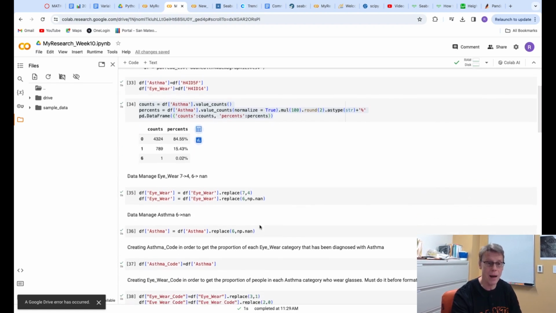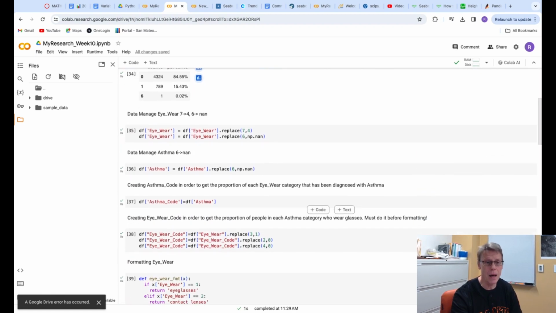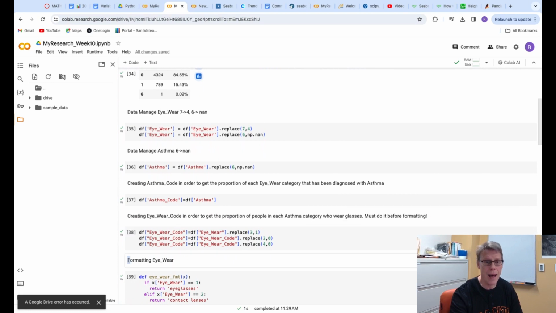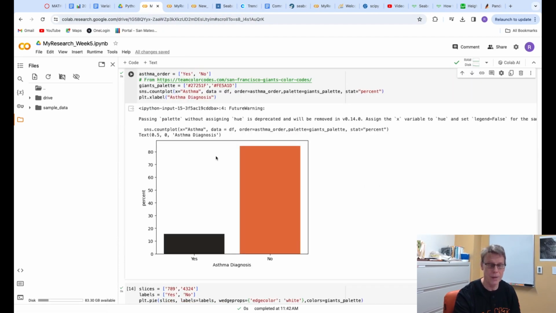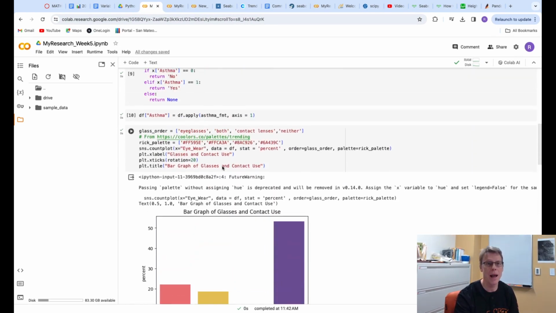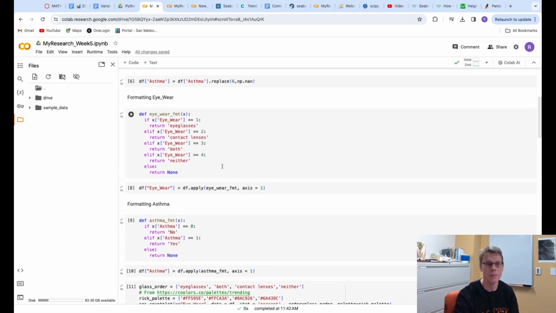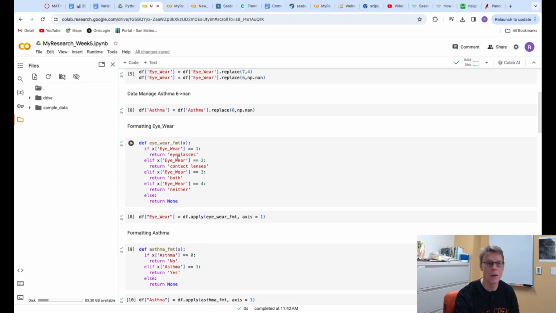We're going to go back and look at, before formatting the eyewear and turning all the numbers into words, what we're going to do is say, okay, anybody that's a 1, and now I want to look back here at the 1 meant they wore eyeglasses.